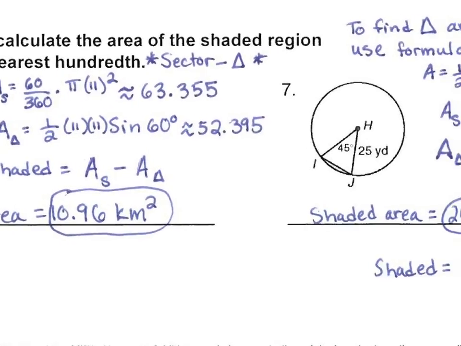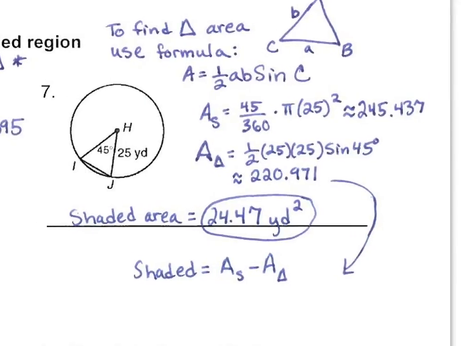Number 7, same exact setup for that problem. We have the area of the sector that we want to find first, which is my area of a sector formula. This time we have 45 for our measure of our angle out of 360, and times pi times the radius, which in this case is 25, all squared. If we crunch through that on our calculator and get an approximation, go to 3 decimal places past, we have 245.437 for the area of the sector.